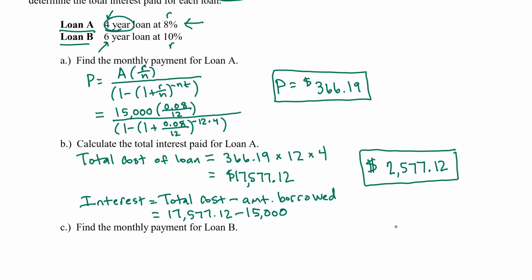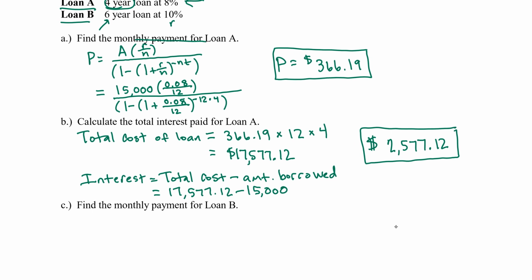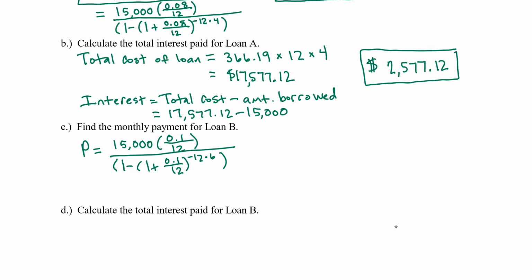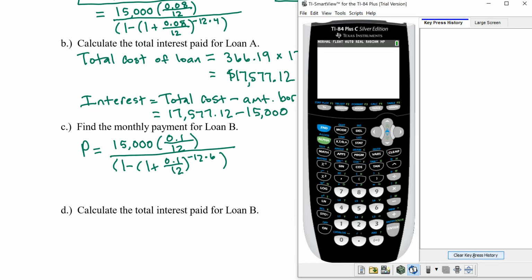Okay, we're going to repeat this for loan B. Let's find the monthly payment for loan B. So I'm going to use this same payment formula. The amount of the loan is the same, but for loan B, our rate is going to be 10%. So we're going to plug in 0.1 for R. We're still making monthly payments, so N is 12. And the term of the loan is different. We're going to do this for 6 years. So we have a longer time to pay back this loan. Let's see what our monthly payment would be for this setup.